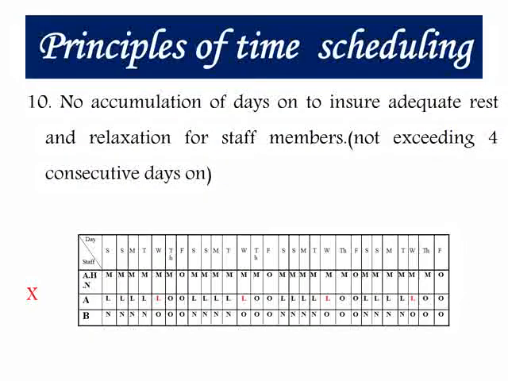Principle number 10, no accumulation of days on to ensure adequate rest and relaxation for staff members. That means not exceeding 4 consecutive days on. Here is an example for clarification. Look at staff A. Staff A worked 5 consecutive days, and this is incorrect.